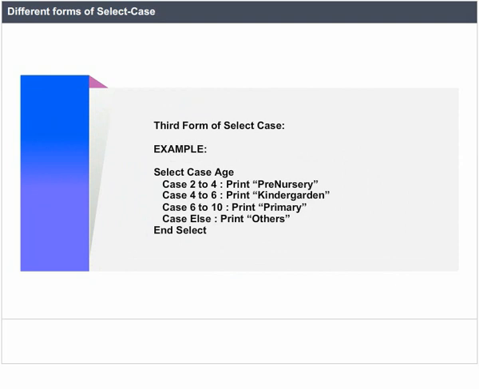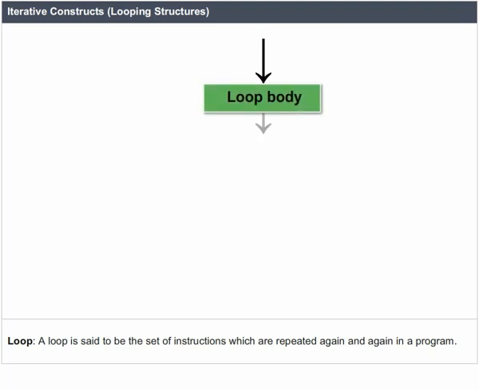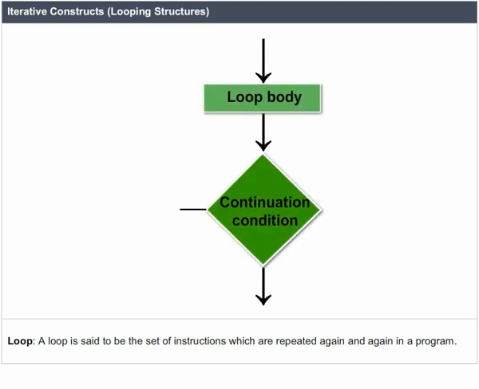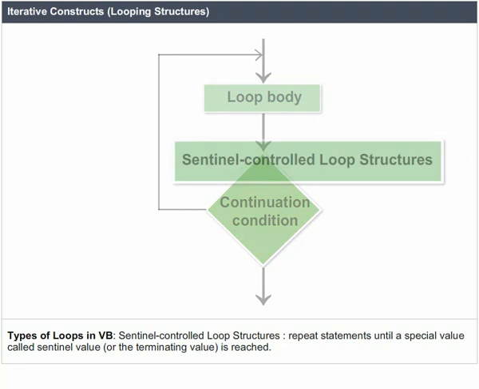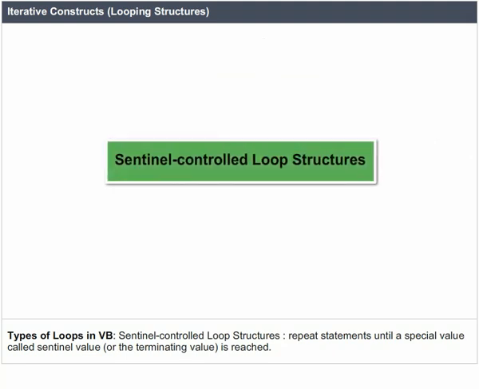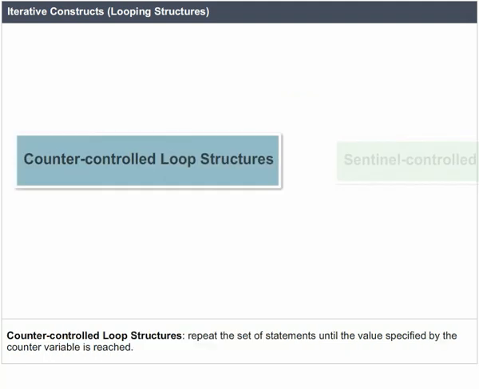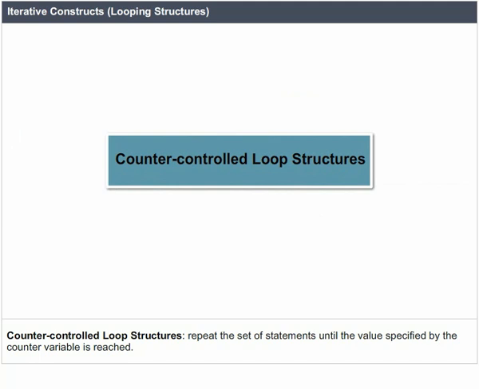Example: iterative constructs, that is, looping structures. Loop. A loop is a set of instructions which are repeated again and again in a program. Types of loops in VB: sentinel control loop structures repeat statements until a special value called the sentinel value or the terminating value is reached. Counter control loop structures repeat a set of statements until the value specified by the counter variable is reached.